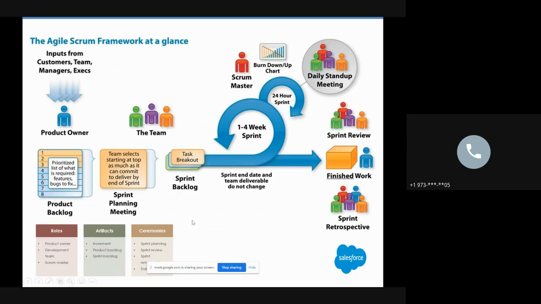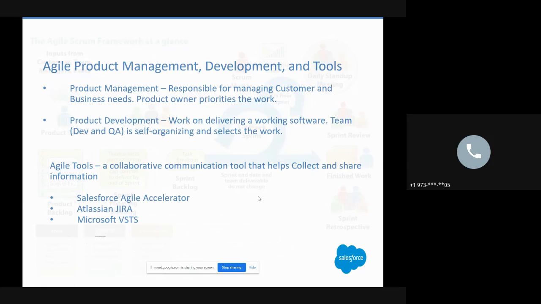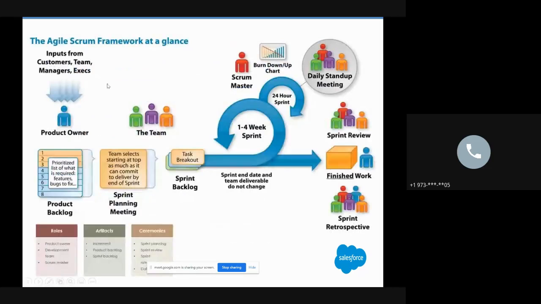So basically, starting from the top, sorry, what happened here? From the top left corner here, inputs from customers, team, managers, and executives, right? This whole area is basically, if you look at it from a requirement gathering perspective, right? But again, the product owner is really responsible for collecting the requirements from the business and what the customer needs.